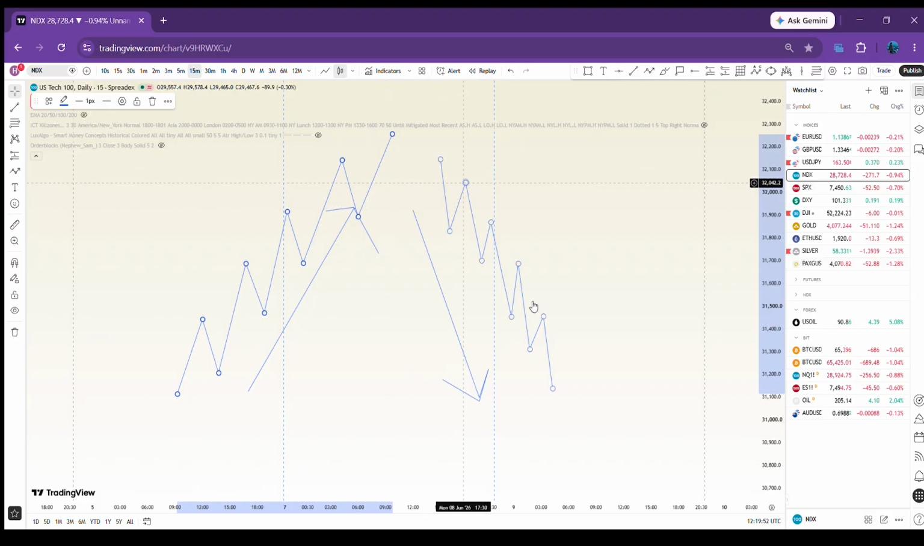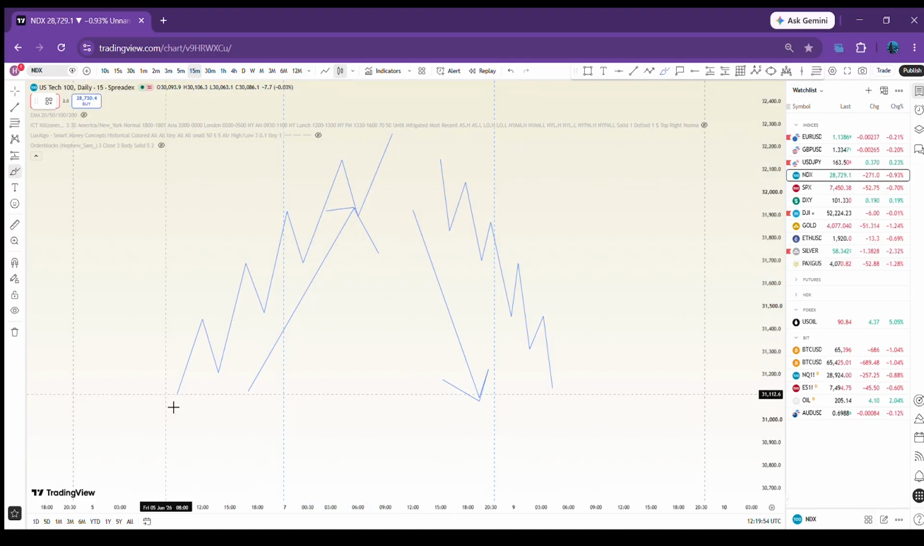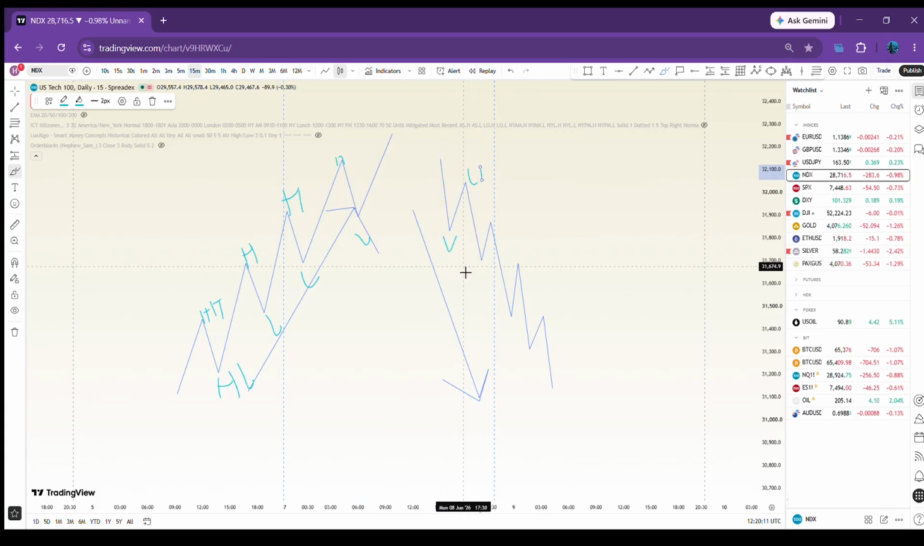This is an uptrend, this is a downtrend. This is a higher high, this is a higher low, this is a higher high, a higher low, a higher high, a higher low. If you go to a downtrend, this is a lower low, this is a lower high, lower low, lower high, lower low, lower high. Then it's a downtrend. This is your confirmation of the two types of trend the market moves in.